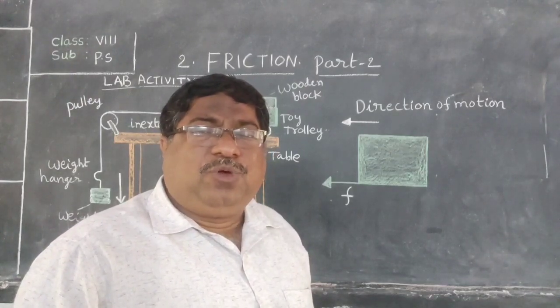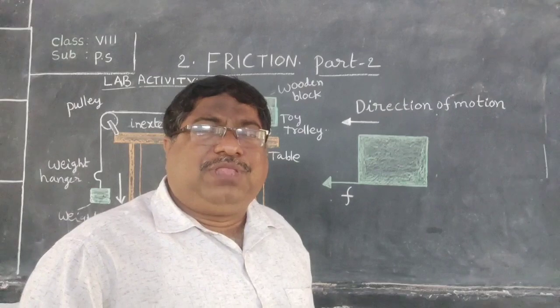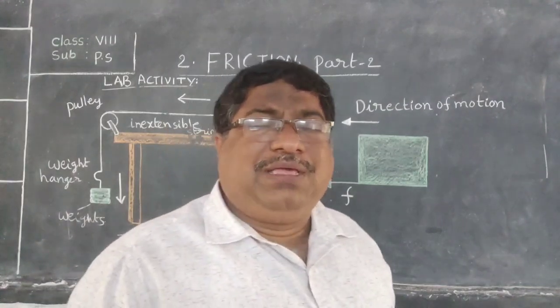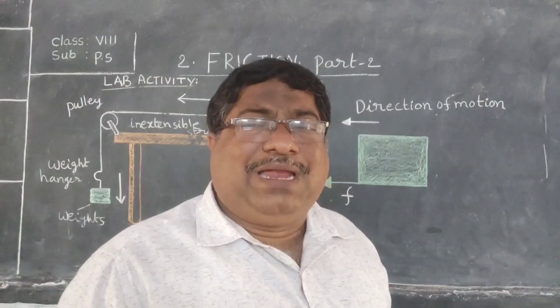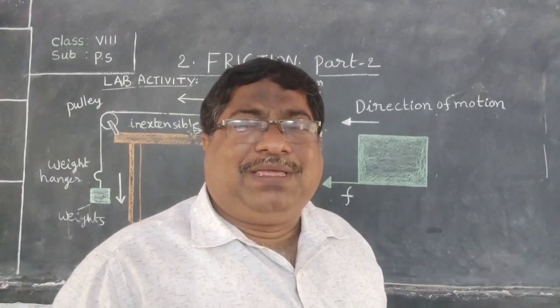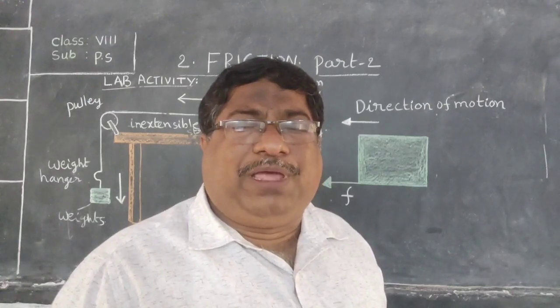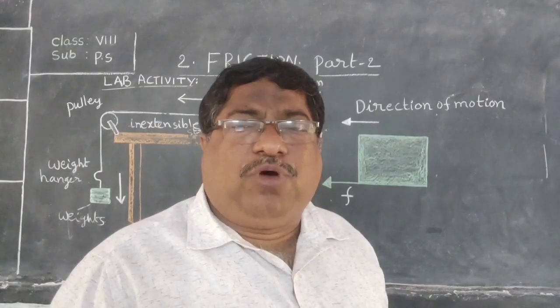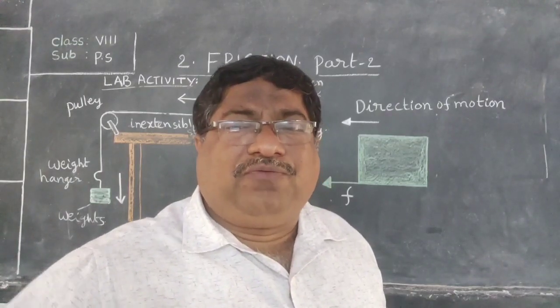One object is moving on the other object. That type of friction is called sliding friction. What do you call it? Sliding friction. So sliding friction can be defined as follows. Sliding friction is the friction which comes into play when the surface of one object moves over the surface of another object.